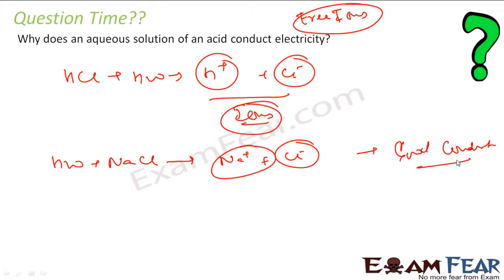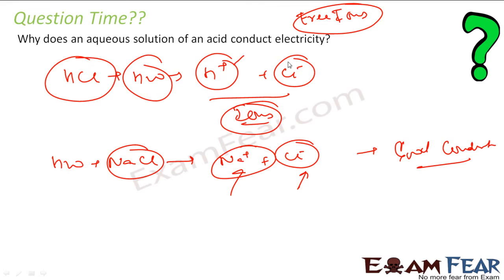So if you take pure water and try to conduct electricity, it won't conduct. The moment you add this salt, NaCl, it gives ions, and it conducts electricity. Same thing: actual pure water won't conduct electricity. But the moment you put acid in it, it gives H plus and Cl minus ions, and these ions are responsible for conduction of electricity.